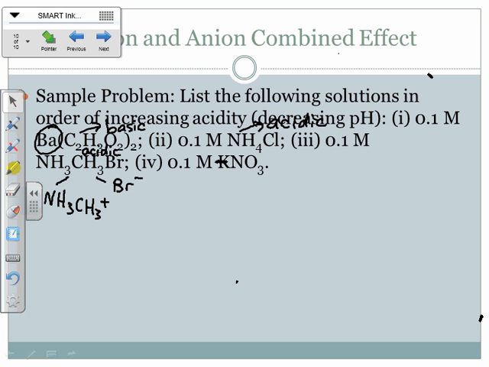Okay. Then the KNO3, potassium is an alkali metal, so that's not going to do anything in the solution. NO3 minus, if it reacted with water, it would form HNO3, which is nitric acid. HNO3 is also a strong acid, so the NO3 is not going to react with the water either. So this one, the KNO3, cation and anion, neither one reacts, so this is just going to be neutral.